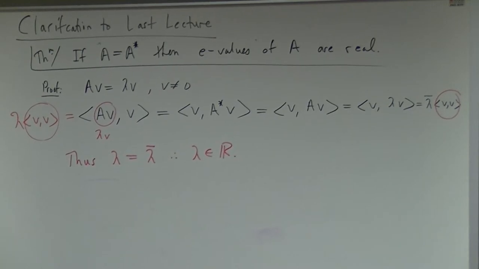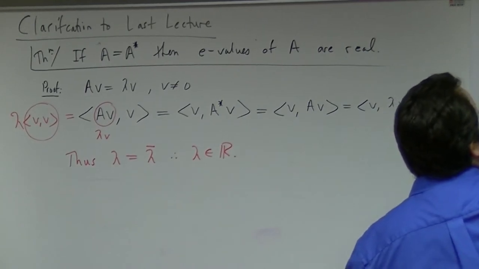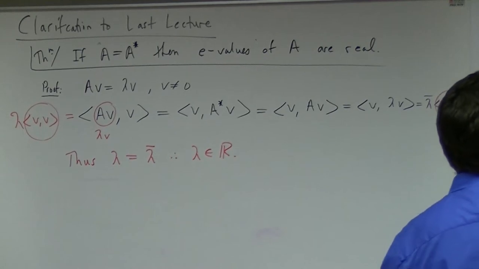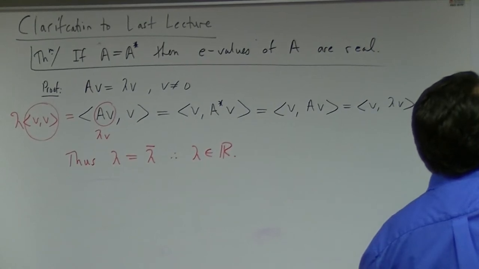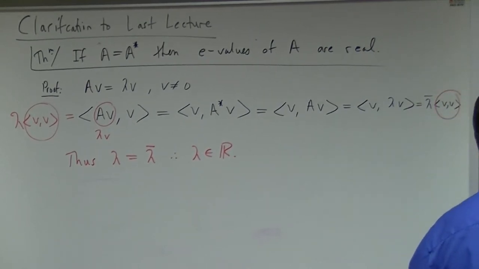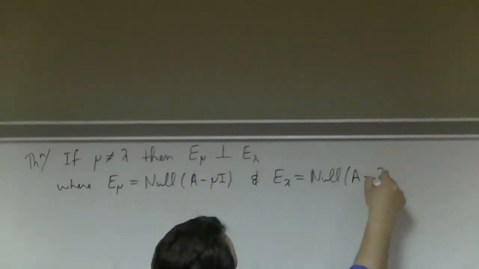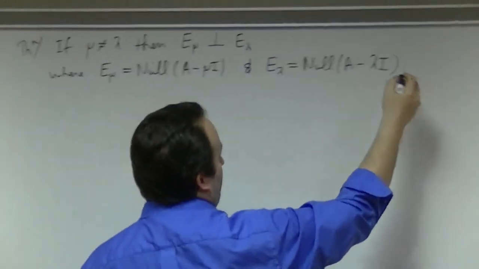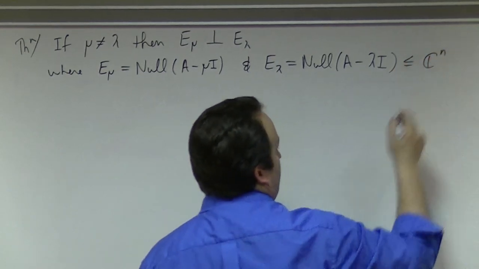Okay? So, theorem. If, let's say, mu is not equal to lambda, then E mu is perpendicular to E lambda, where E mu is the null space of A minus mu I, and E lambda is the null space of A minus lambda I. Both of these are subspaces, technically, of Cn in my current discussion.